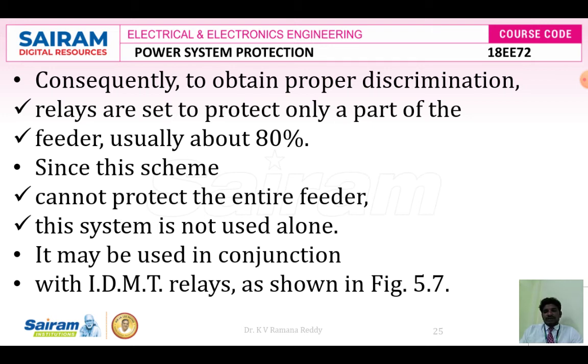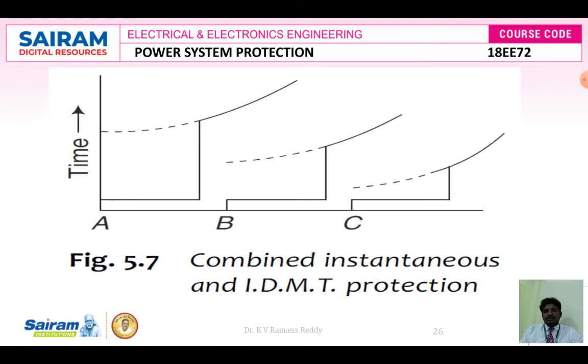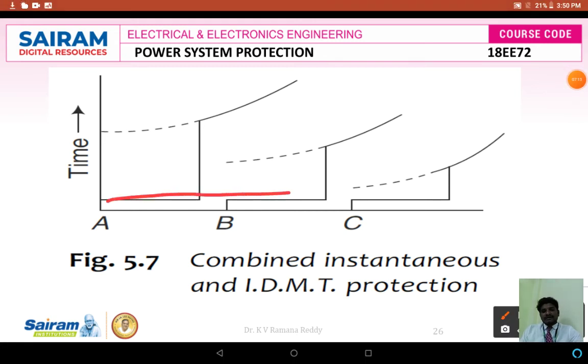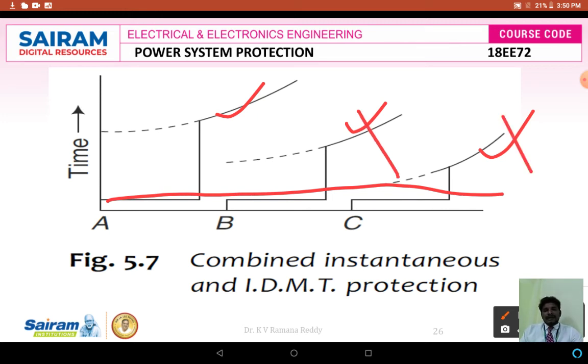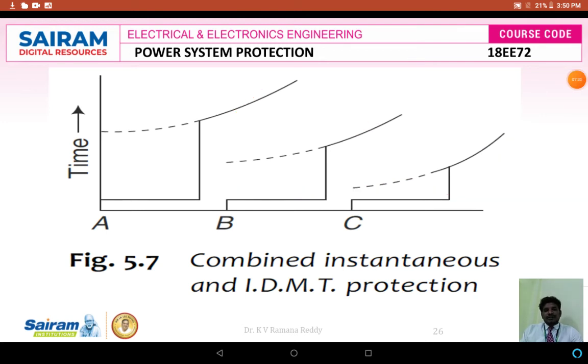It may be used in conjunction with IDMT relays, as shown in this figure. If you see from section C to section B to section A, the operating time on the y-axis is always the same, but the magnitude of the current increases when relay A operates. It deals with a high amount of fault current compared to relay B and relay C. We can understand that very clearly from this figure. This figure shows combined instantaneous and IDMT protection where the time characteristics are the same.